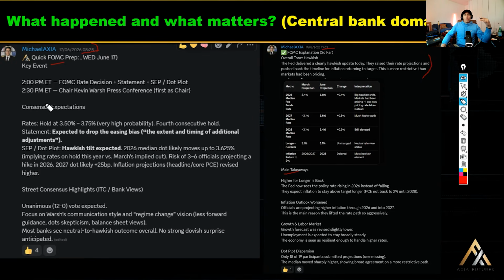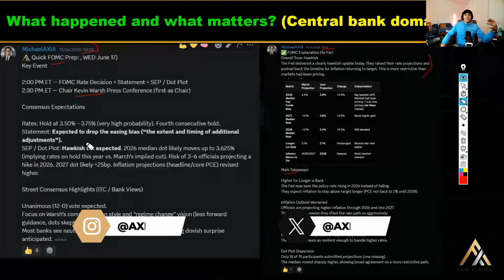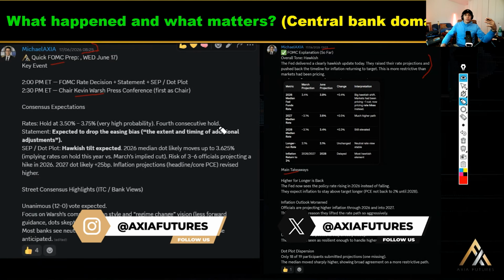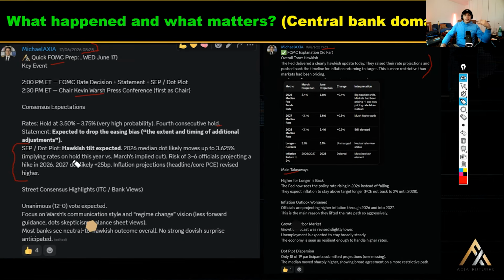Essentially, what was expected was that the new Fed chair Warsh, whose first meeting this would have been, was expected to hold, which was in line. But the real trade was inside the dot plot, okay? The dot plot essentially was the consensus of the Fed board. The trade that we were looking for was that there would be a revision to the dot plot and that they would change their views across that entire board.